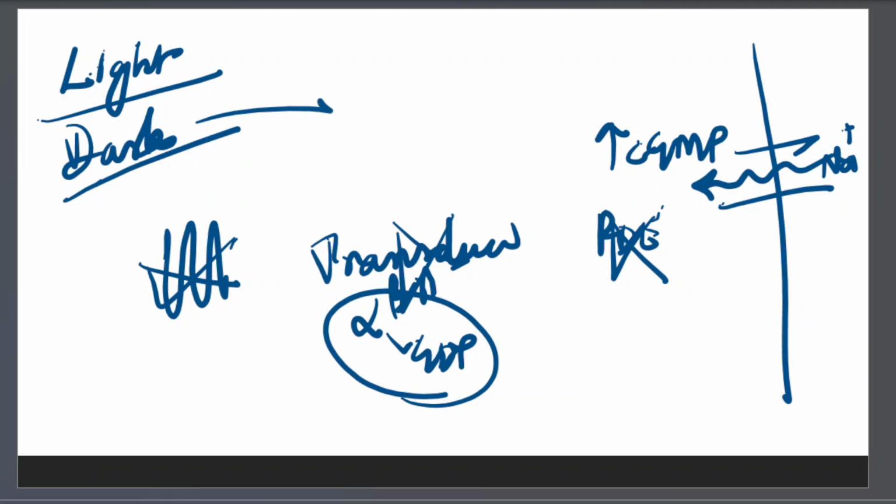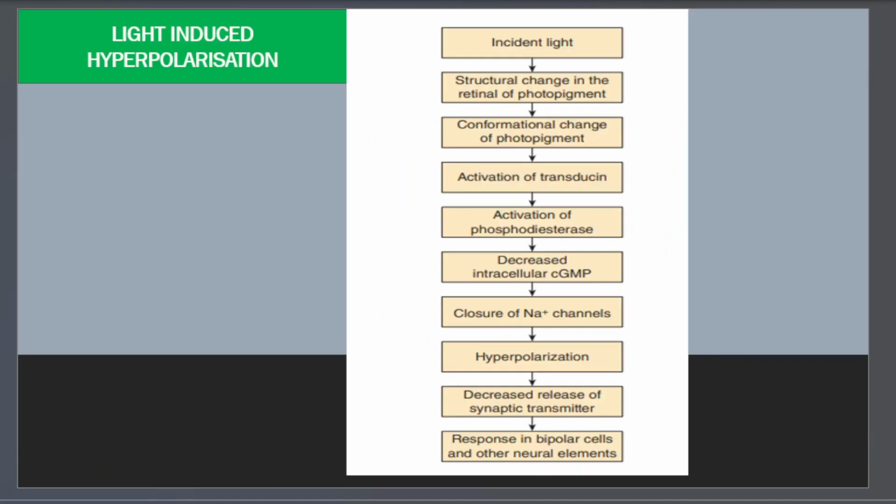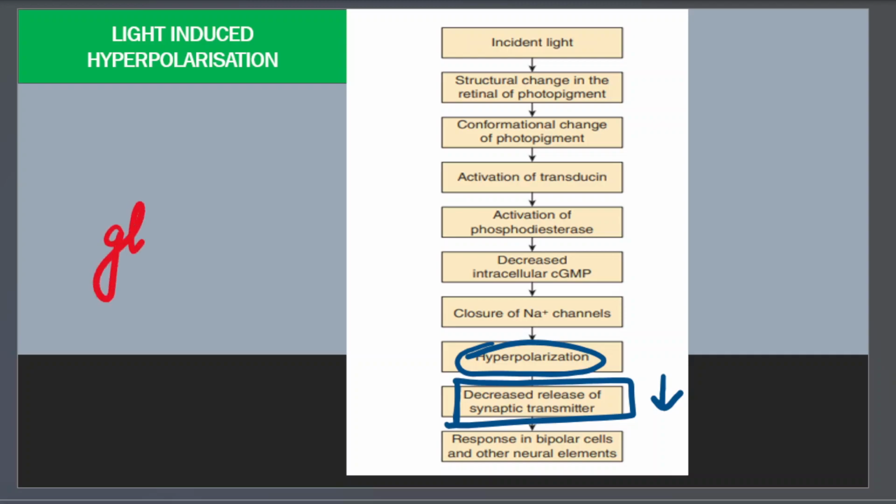All right. So in dark, what is happening? In dark, there is depolarization. So in light, there is hyperpolarization; in dark, there is depolarization. So what is the effect of this hyperpolarization in light? When there is hyperpolarization during light, it will bring about a decreased release of the synaptic transmitter. The synaptic transmitter that they are talking about is glutamate here.